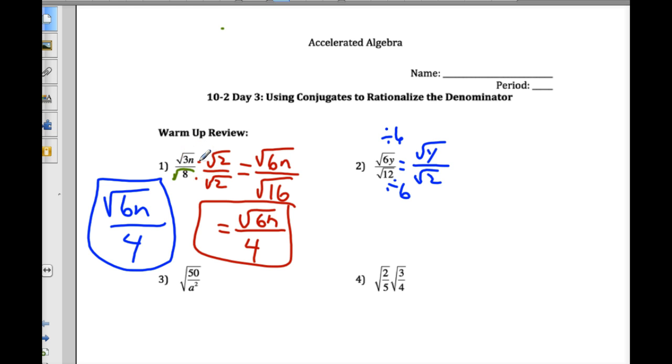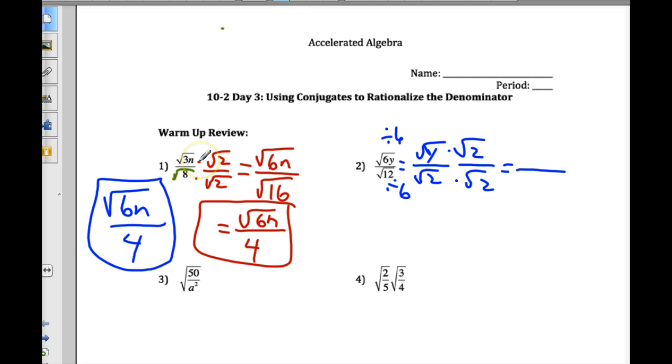And then what are you going to multiply top and bottom by to get rid of your radicals? To rationalize your denominator. What are you going to multiply top and bottom by to rationalize your denominator? Radical 2 over radical 2. Radical 2. There you go. That will rationalize our denominator. What is each top and bottom now?